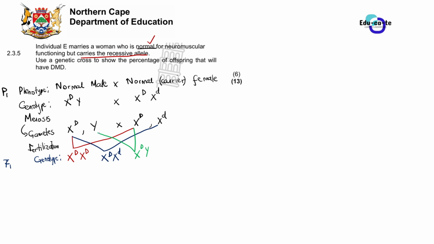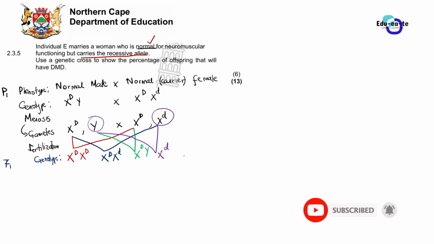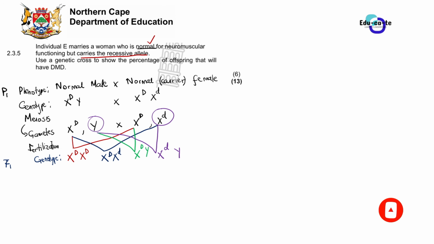And then the last combination is this Y from the father combining with this X with a small letter d from the mother. X with a small letter d as well as Y. So this is a male. So this is X with a small letter d combining with the Y. So you must always have 4 possible genotypes for a monohybrid cross. And then you go ahead and construct the phenotype for the offspring.